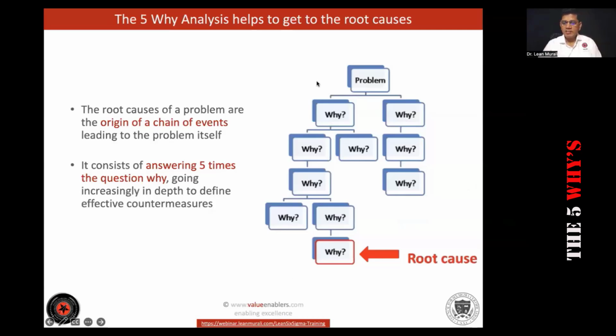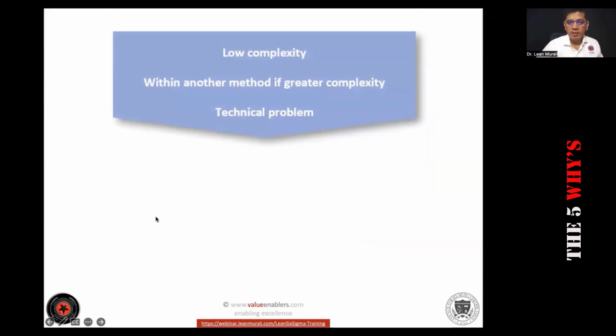So it's called a why-why analysis or why-why tree. Some people call it a why-why tree, or a tree diagram. These are all equal words that are used. Now, when you're asking why-why, it is for low complexity. It's not rocket science. Another method is for greater complexity. Suppose it is greater complexity, you use another tool. Why-why is inside that. We are going to see why-why inside the cause and effect analysis.